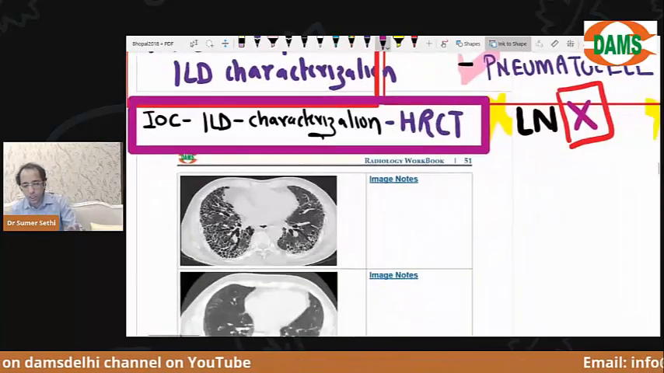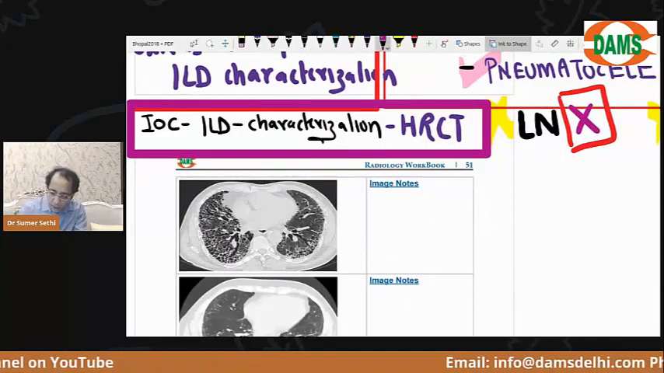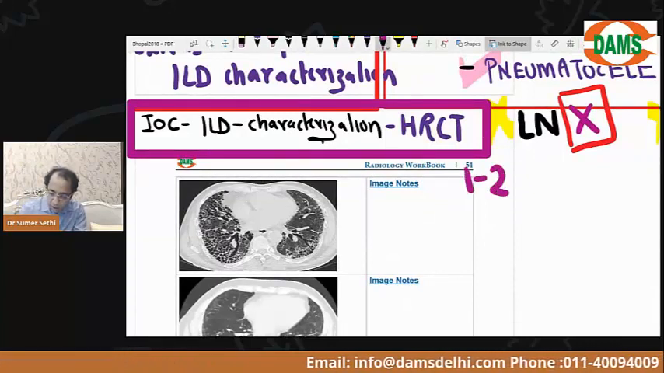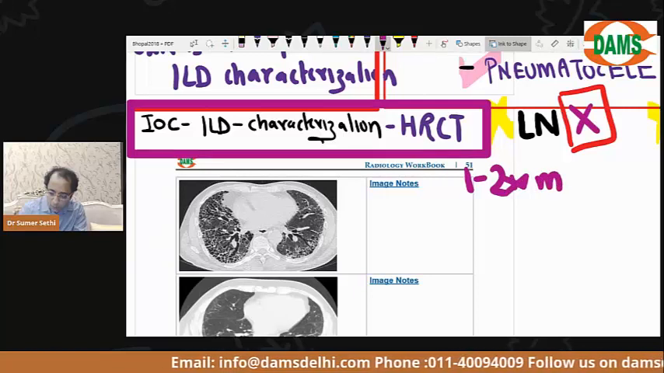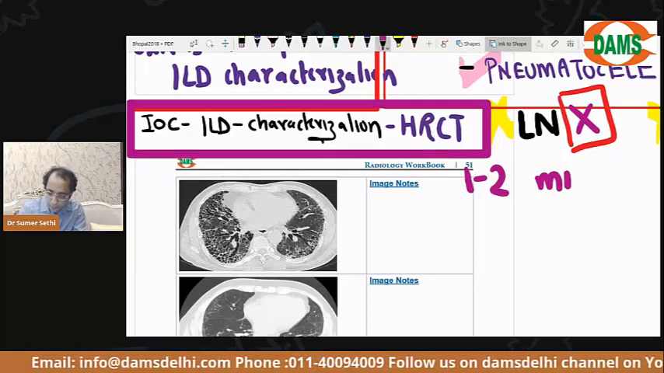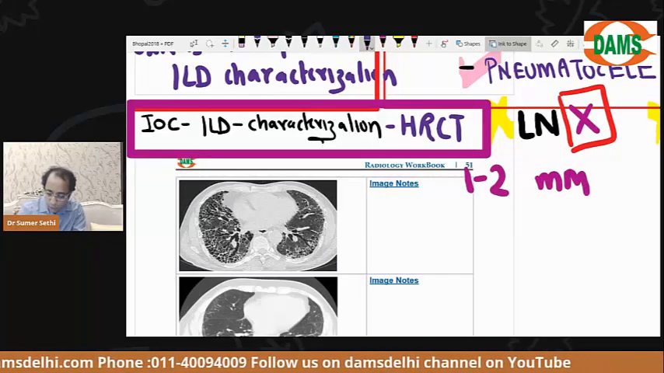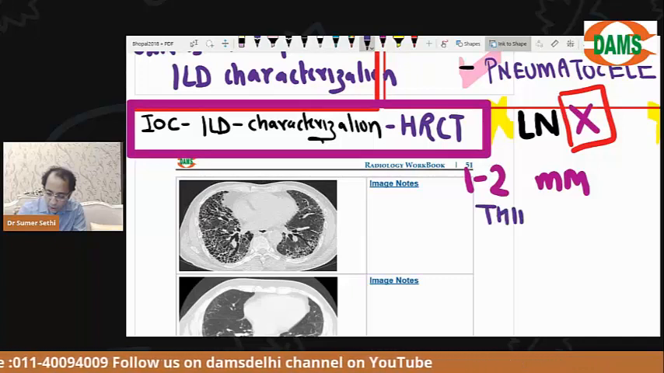Okay. So what is HRCT? HRCT means taking 1 to 2 mm very thin sections of the lung.